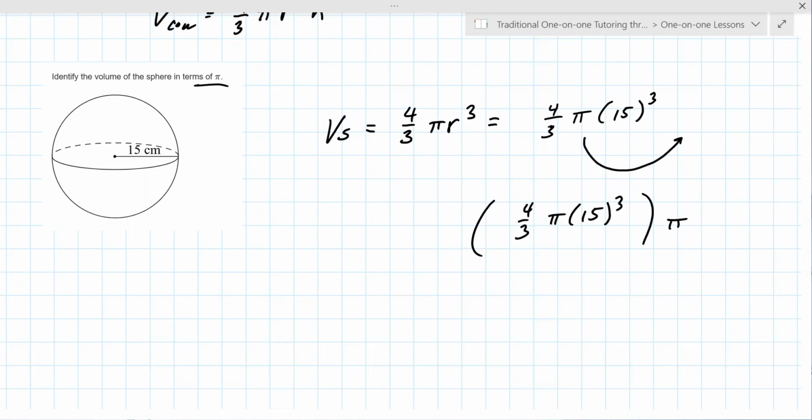$14,137.2. I'm sorry, I put a pi in here. That was a mistake. That is the final answer. I put the pi outside. Okay, but it's 4/3 times 15 cubed. Yes. And what's your answer?